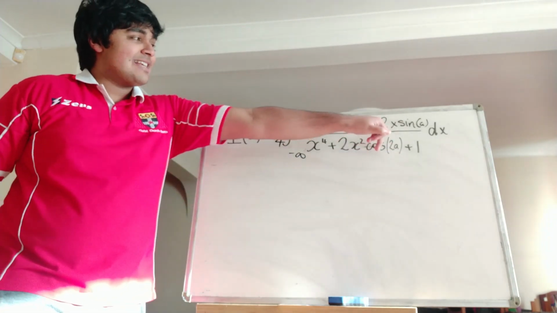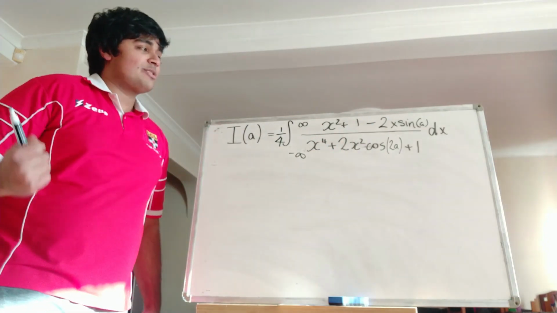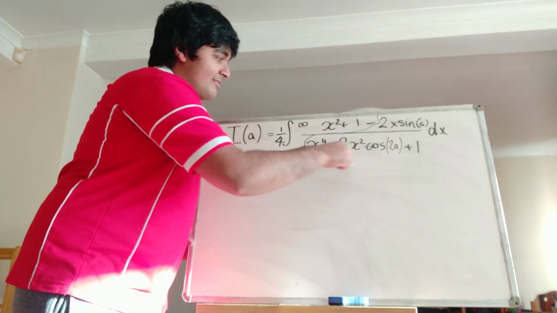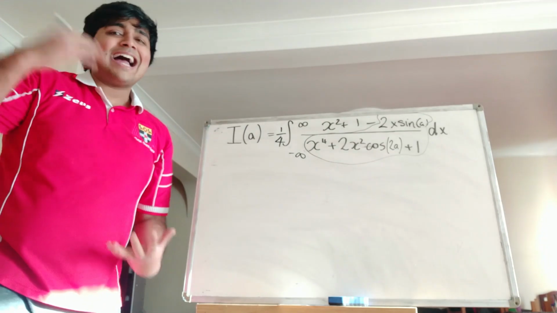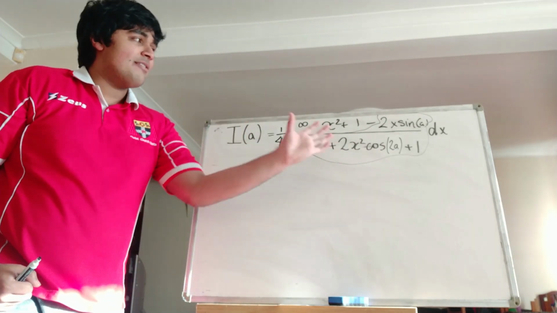But now what I've done is I've added on minus 2x sine a divided by x to the 4 plus 2x squared cos 2a plus 1. And notice this part here, this function is odd with respect to x. So that's just going to be adding on 0 because it's the integral from negative infinity to infinity. So this is perfectly fine.